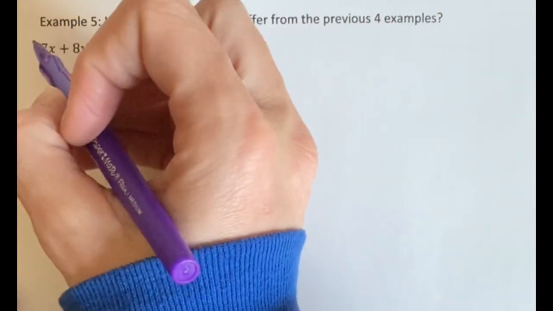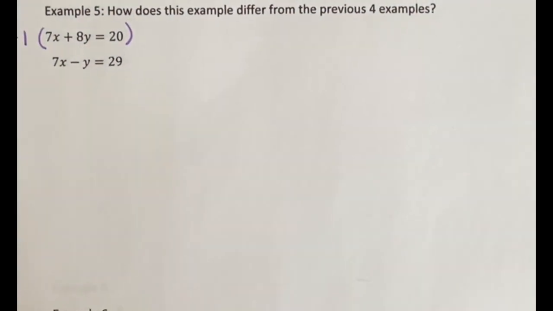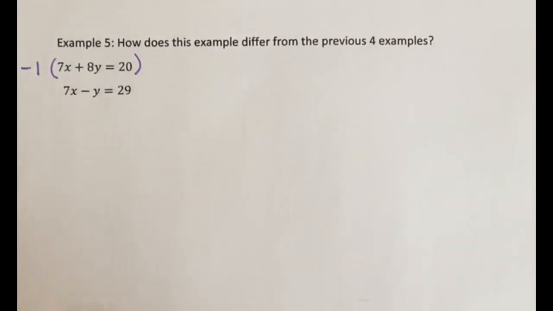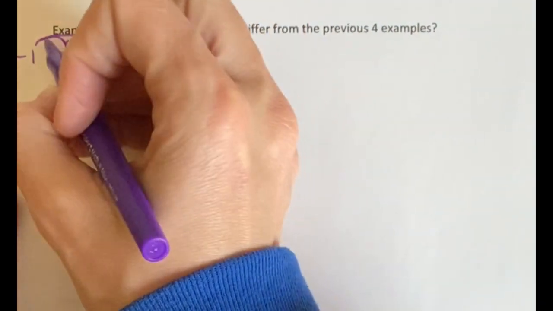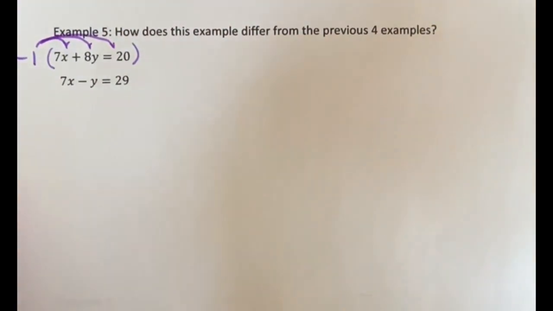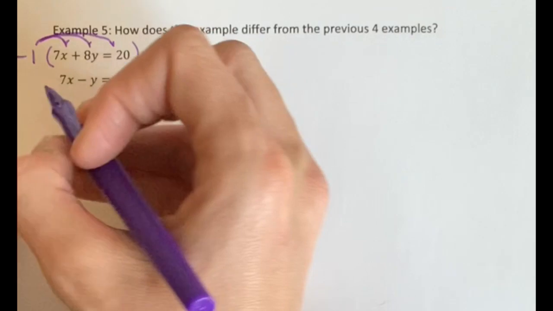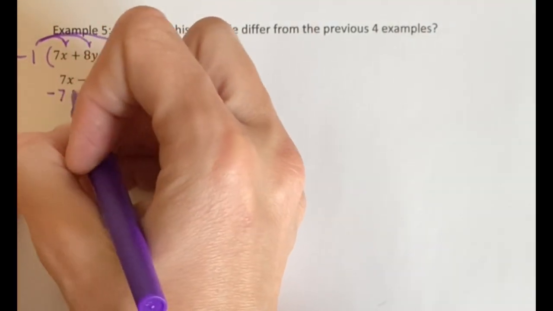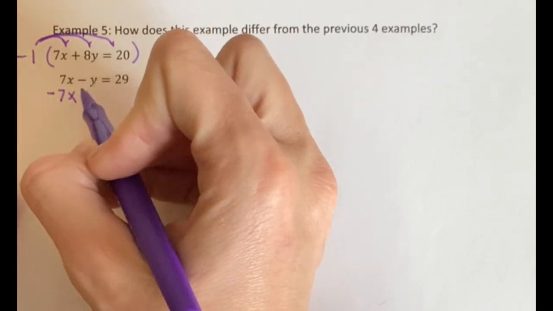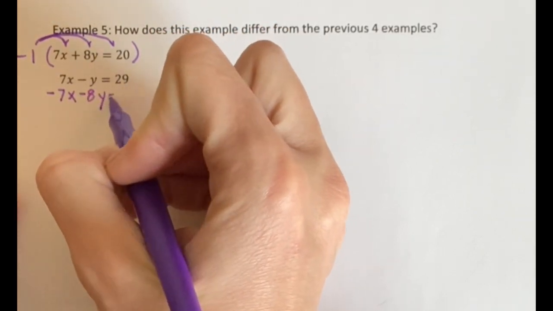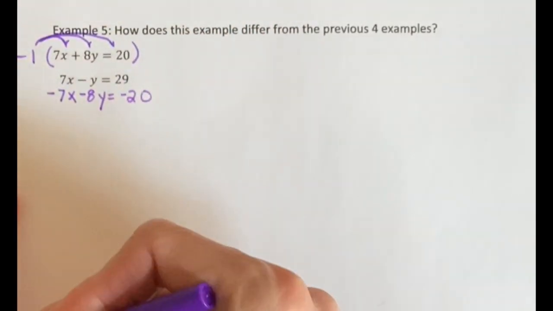That would be a negative 1. So we're going to need to multiply that whole equation by negative 1. And when I say that whole equation, I mean you need to distribute that. So negative 1 times 7x gives me a negative 7x. Negative 1 times 8y gives me a negative 8y. And negative 1 times 20 gives me a negative 20.